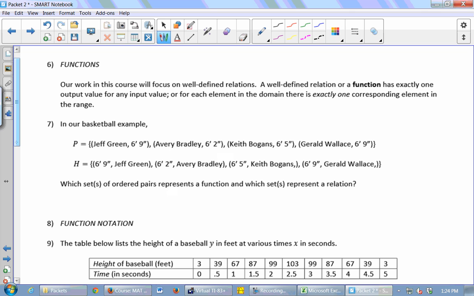So most of our work in this course is going to be focused on well-defined relations, and a well-defined relation is called a function. It has exactly one output value for any input value. Or for each element in the domain, there is exactly one corresponding element in the range, right?